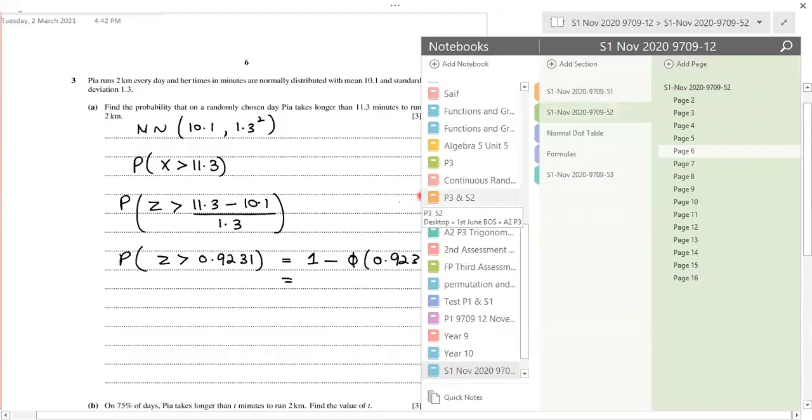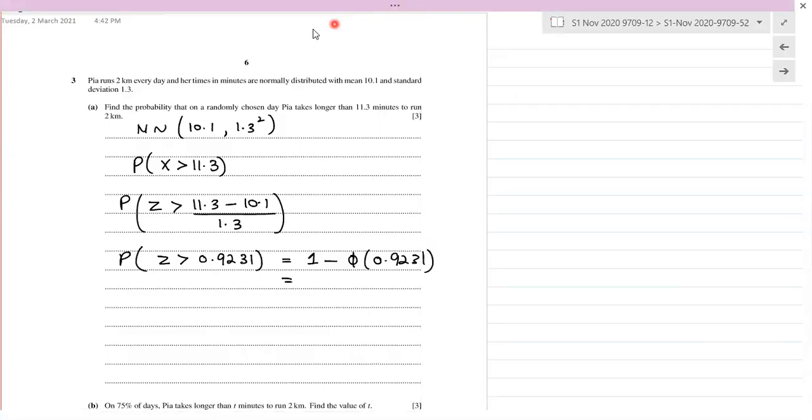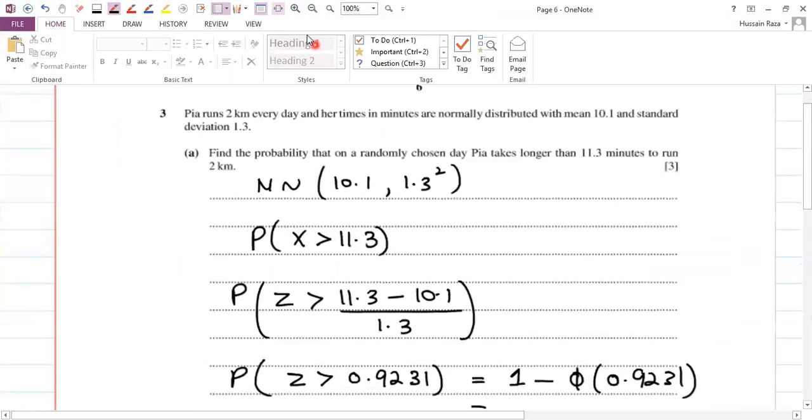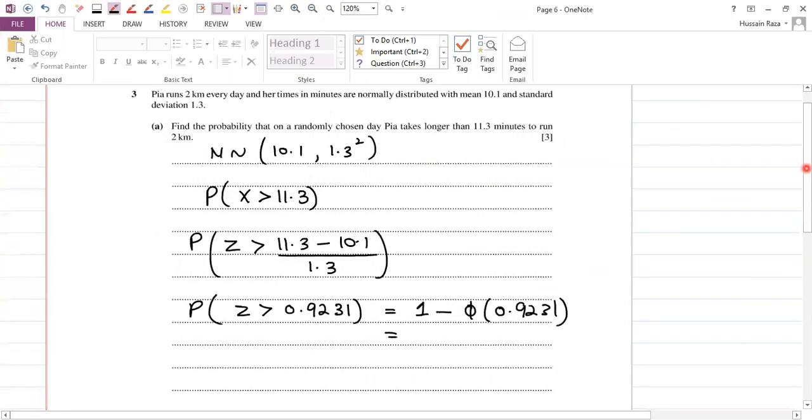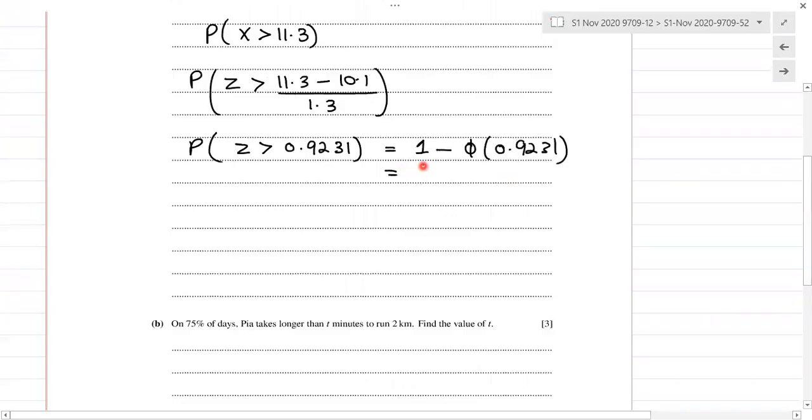Now coming back over here. So we got the value as 1 minus, we looked this up in the table and we got the z value as 0.822. So 1 minus this value is going to give us 0.178. And that's our answer to part A.